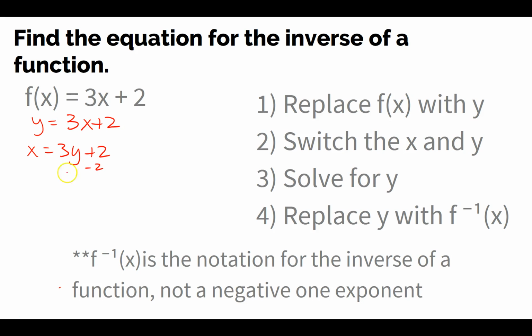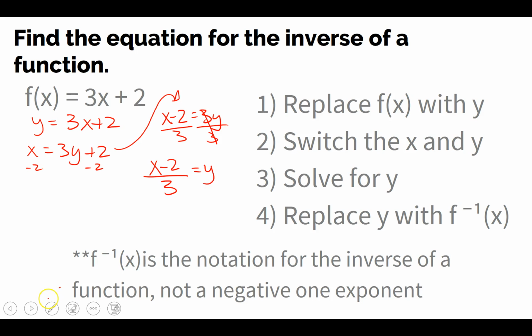So subtract my 2. I never have enough room. So it becomes x minus 2 equals 3y. Then we will divide that 3 out of it. We're left with x minus 2 over 3 equals y. Change that y to the inverse notation.